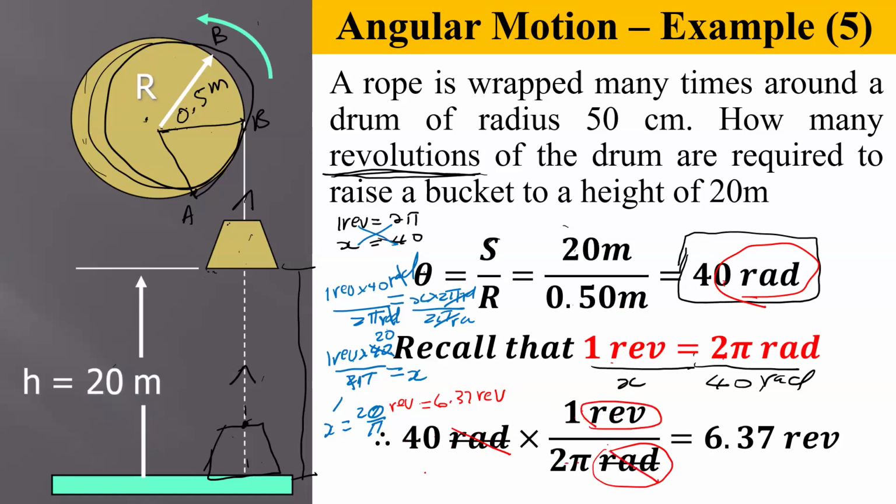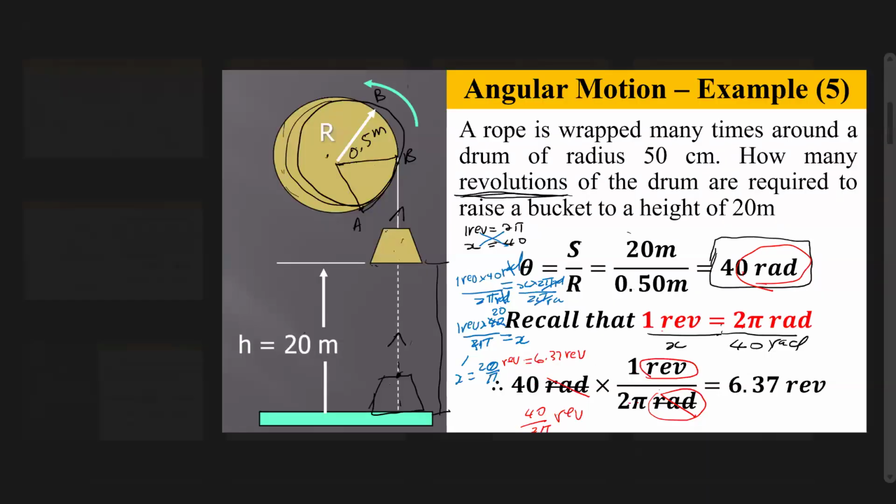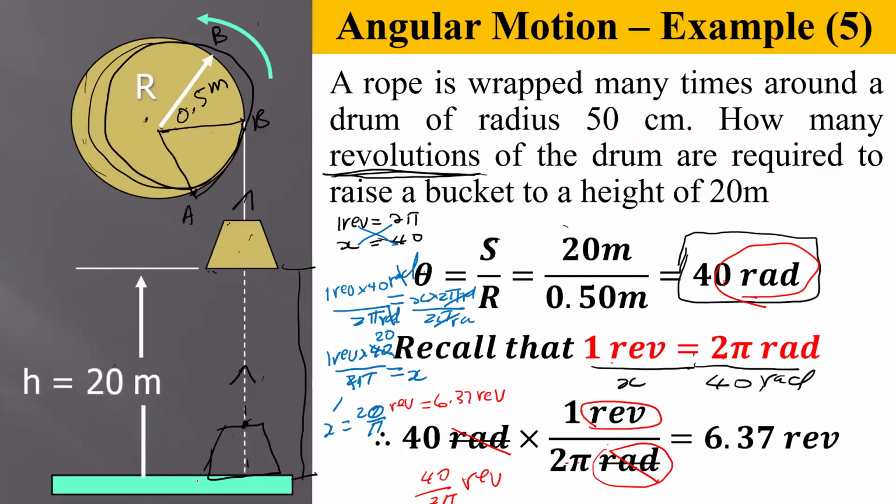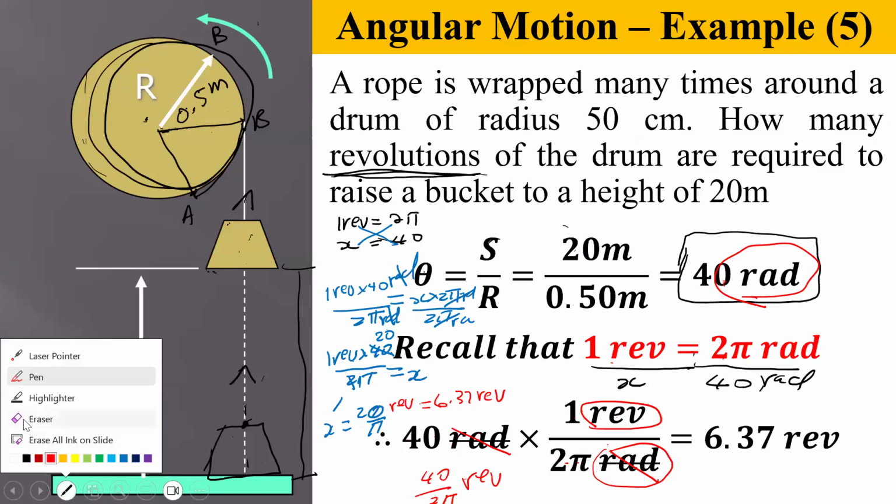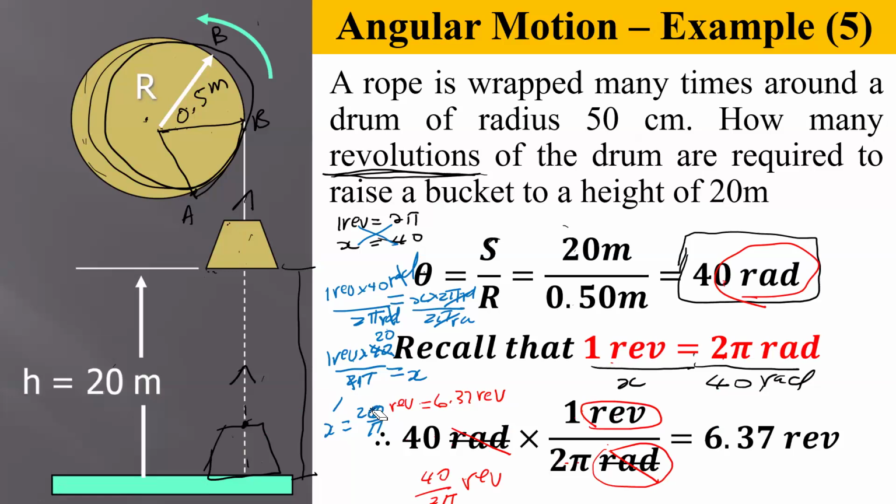This now is going to be 40 upon 2 pi. So that's the next parallel, and that answer is in rev. And that is the answer which is given to you, 6.37. So any which way you want to take it, right? You could use a ratio and proportion method, or you could use the initial one that the slide teaches you to do from day one.